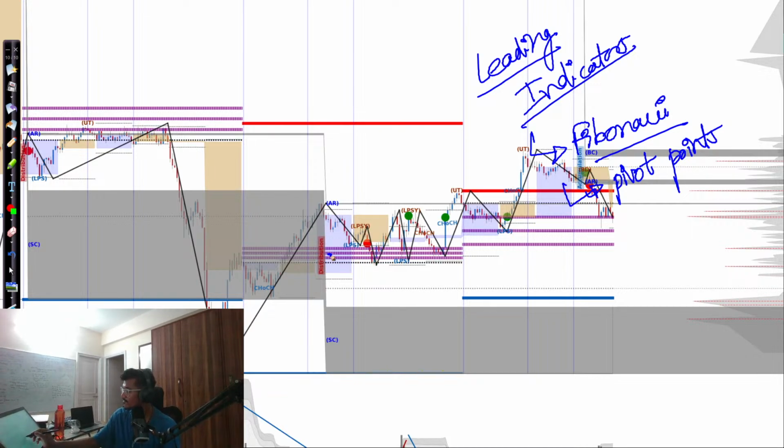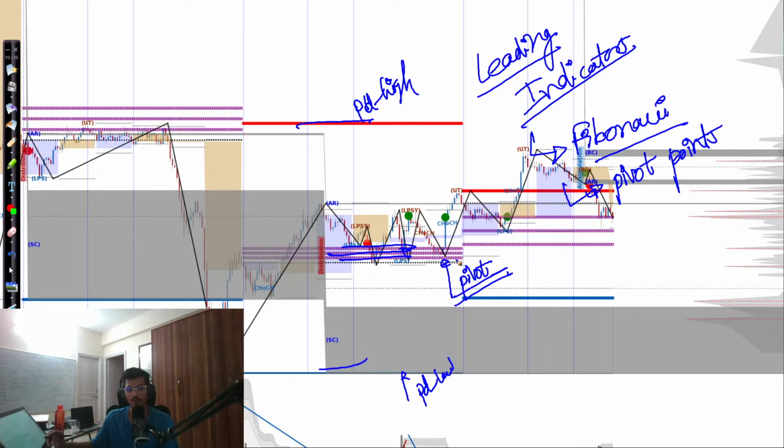You see this one? This is actually pivot points. This is the previous day high. This is the previous day low, and this is the pivot. I actually have a video on pivot points, like dynamic support or resistance, on my YouTube channel. You guys can check it out later.